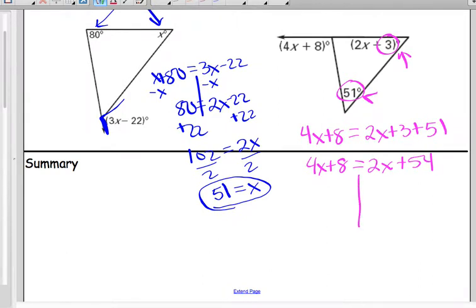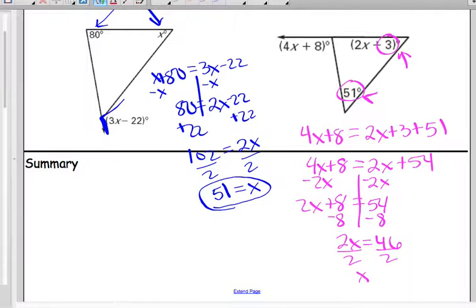And now solving. So to get my x's together, I move the fewer amount. There's less here, this 2x. So I'm going to subtract 2x from both sides. Gives me 2x plus 8 equals 54. Now to get the x's alone, I'm going to subtract 8 from both sides. 2x equals 46. And then to get the x alone here, divide by 2 because they were multiplying. And x is 23. So for that problem, x is 23. So that's just using the exterior angles theorem.